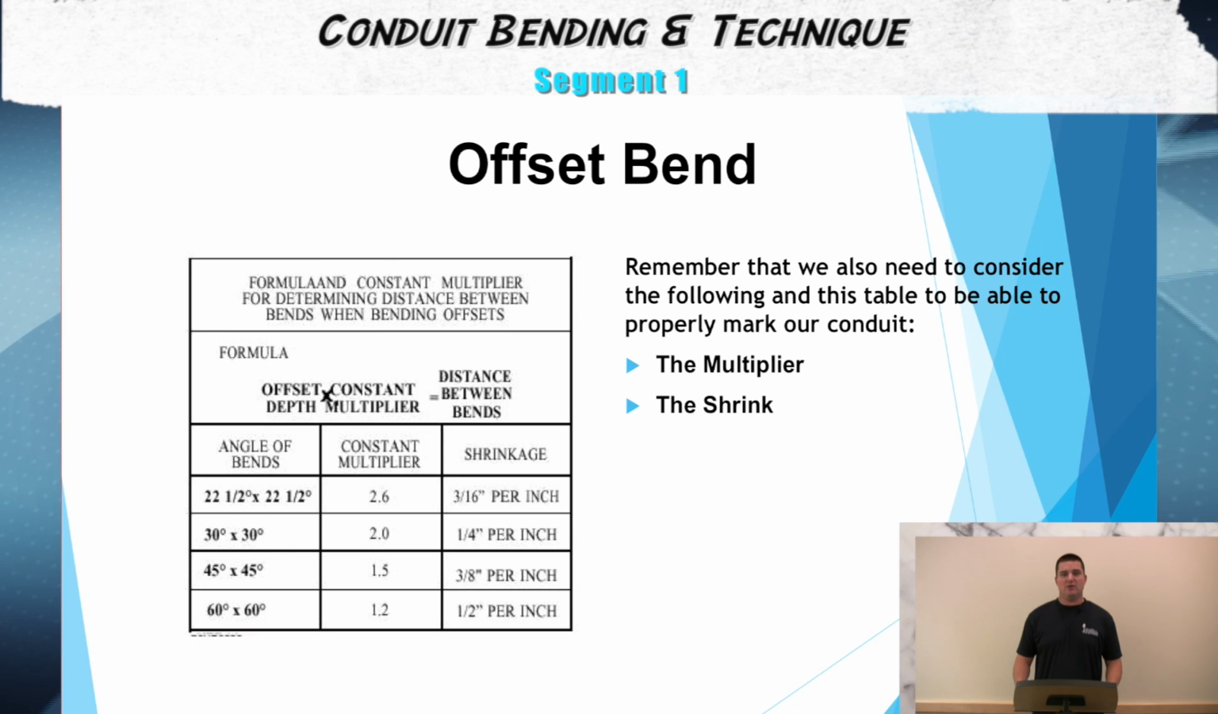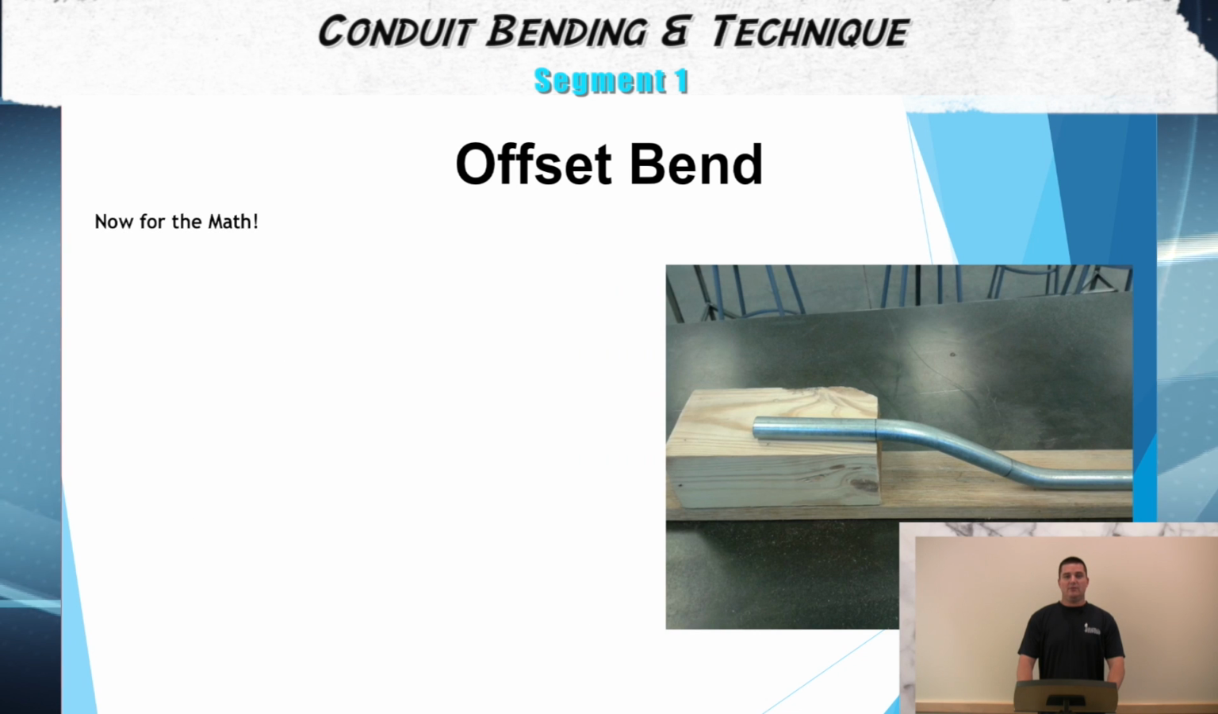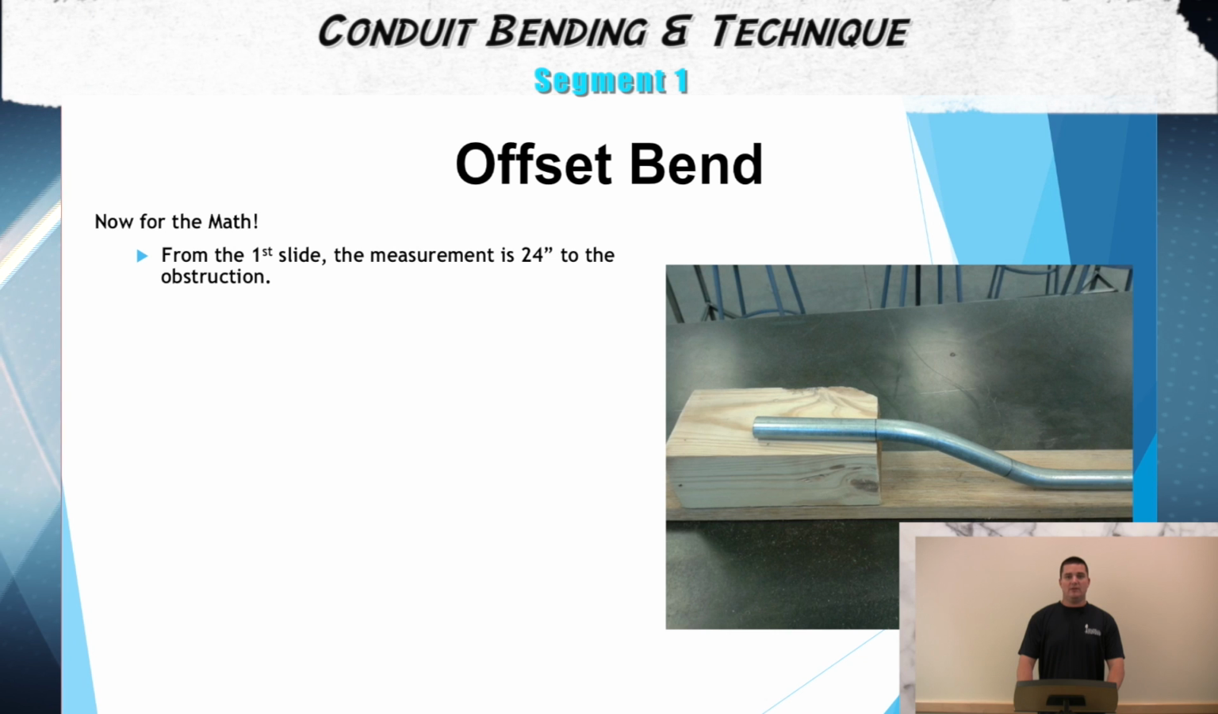If you do not take the shrink into account, the top of your offset will not match directly over the top of the obstruction, and it will be before the actual obstruction. Utilizing the previous chart, we were able to get our degrees, our multiplier, and the amount of shrink. Looking at the photographs, we know that it was 24 inches from the reference point to the obstruction. The obstruction is 2.5 inches in height.